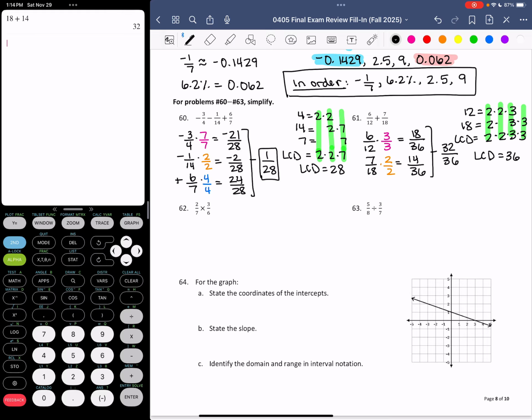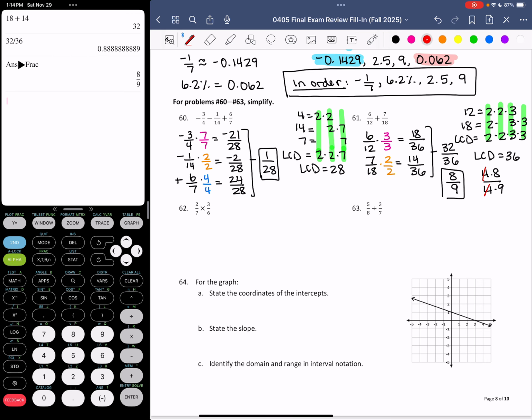So 32 and 36 do have a common factor of at least 2, but maybe I can divide them by something bigger. Maybe 4, maybe more. I don't know. Let's do 32 divided by 36. Math, enter, enter. Oh, 8/9. So this reduces to 8/9. Okay. Yeah, so 4 times 8 over 4 times 9. And then you can cancel out your 4s. Right.